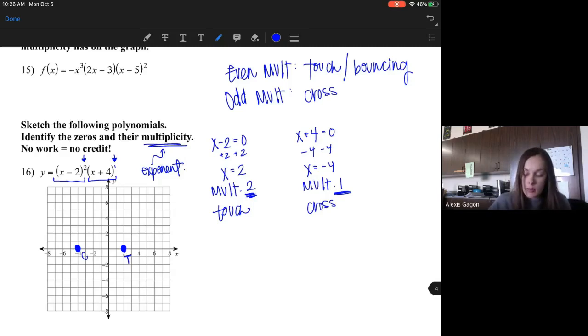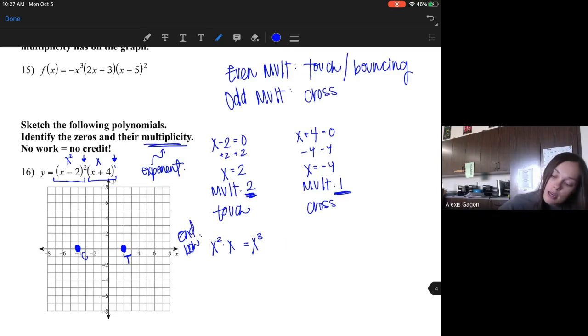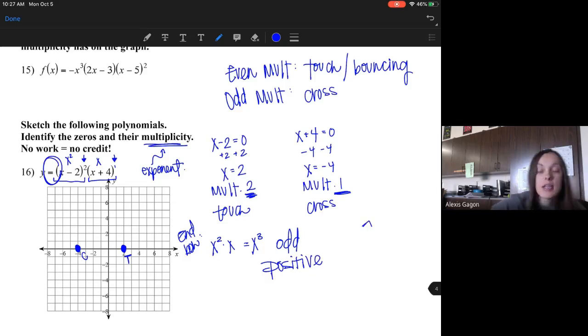Okay. Then the last thing we need is our end behavior here. For x minus 2 squared, I'm going to end up with an x squared out of that. And for x plus 4, I'm going to end up with just an x. So I can just multiply those together. x squared times x gives you x cubed, which is an odd exponent. If we look at the very beginning of this equation, there's no negative sign, which means that it must be positive. So odd and positive means it ends positive and starts negative.